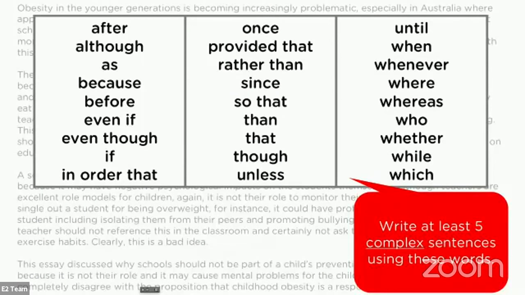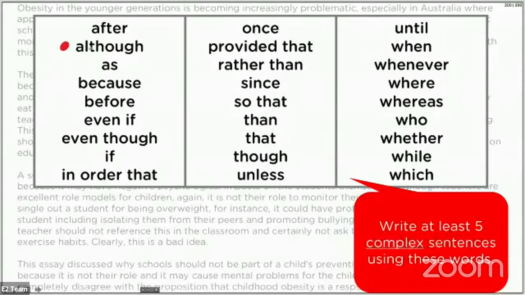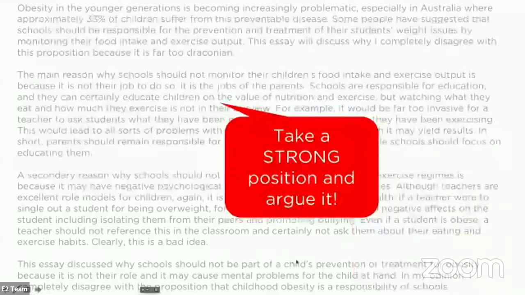These words in front of you are some of the words that can help you to write complex sentences. For example, if we look at the word although, you want to write a sentence that says, although blah, blah, blah, comma, blah, blah, blah. That's a complex sentence. Or you want to include which, blah, blah, blah, comma, which, blah, blah, blah, right? You want to include complex sentences.